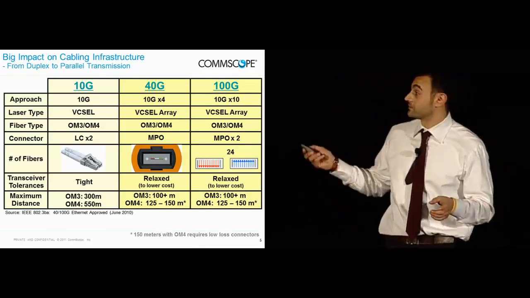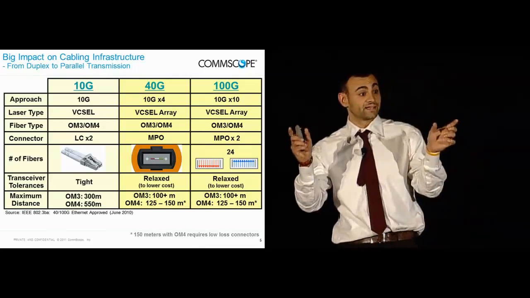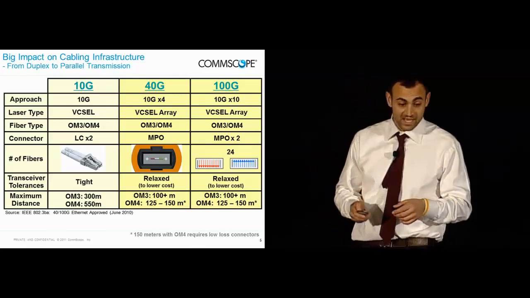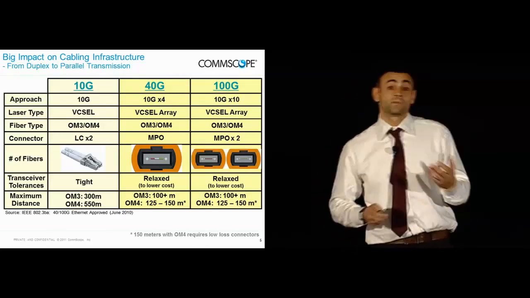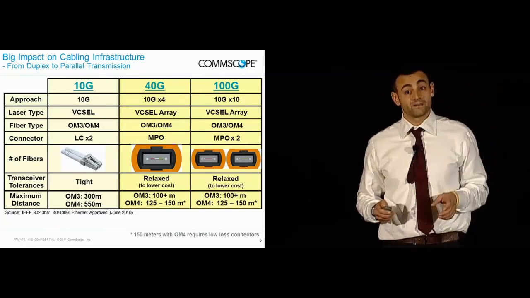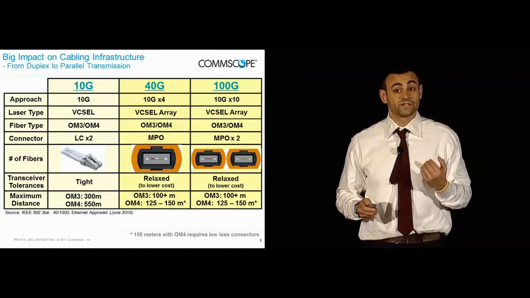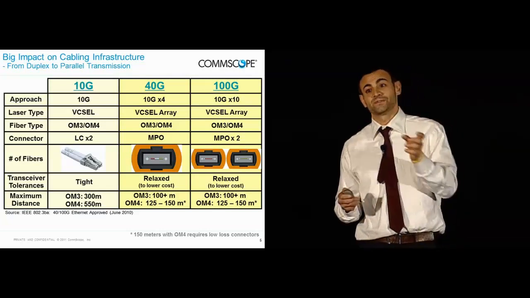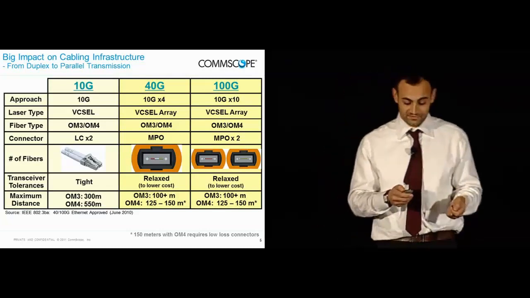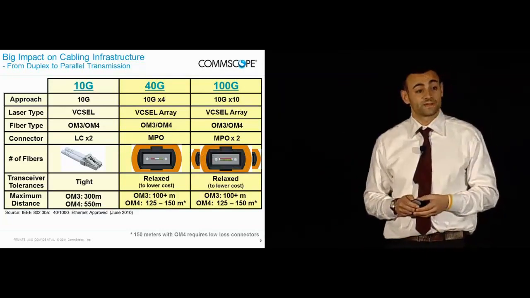We're going to use 8 fibers in the 40. Those are the 4 outside lanes of those 12 fibers. And within 100, there's a couple different options. We need 20 fibers. We need 10 transmit and 10 receive. And that can be done in a series of 2 12-fiber connections or 1 24-fiber connection.